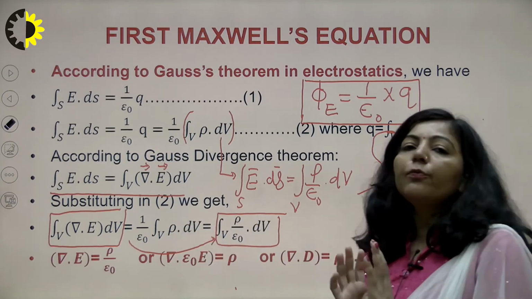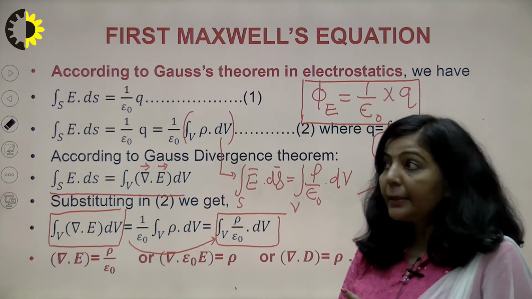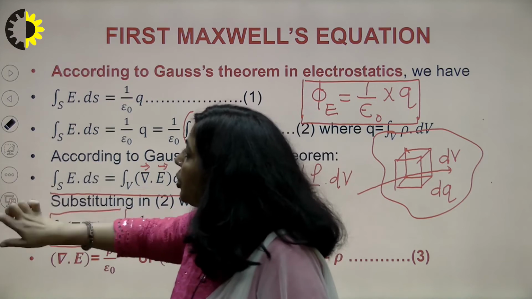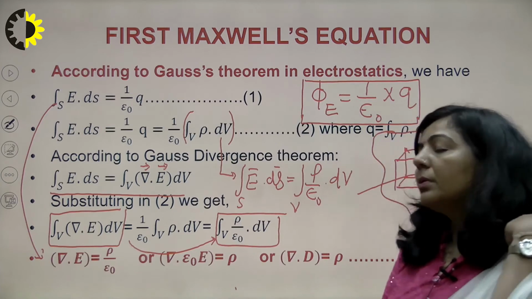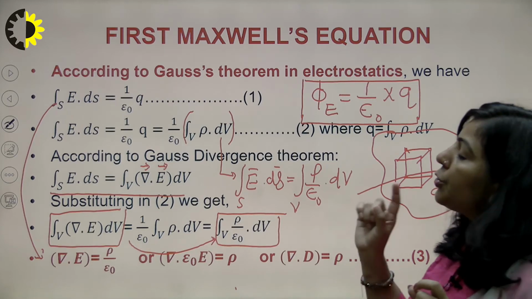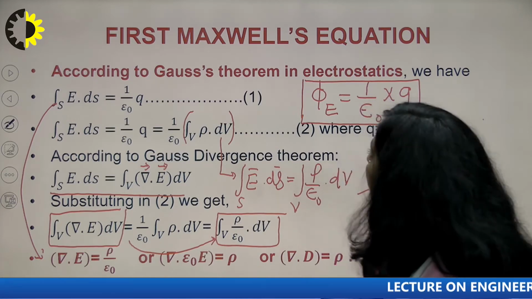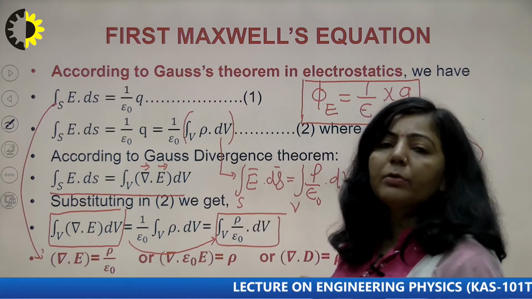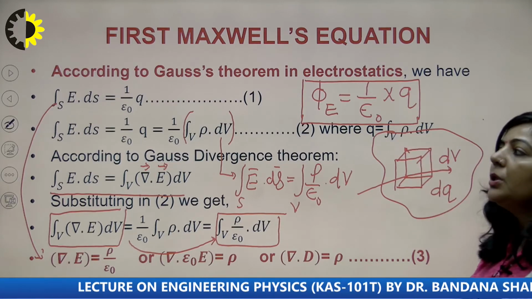So this is your first Maxwell equation, and if you carefully see this equation, this is the differential form of Gauss law in electrostatics. From here you are getting this equation, right? So now I am explaining all the steps. The first step is you should know from which law you are getting the equation. You are getting this equation from Gauss law in electrostatics. So first you have to mention that law: according to Gauss law in electrostatics, the total electric flux over a closed surface is 1 upon epsilon naught times the total charge enclosed.